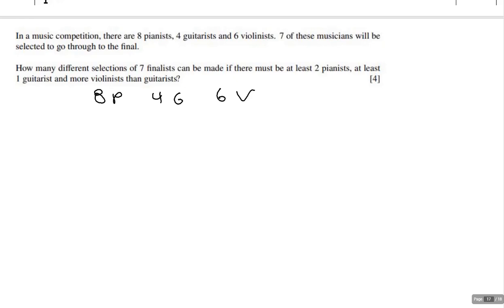Again, selections. I'm now switching gears to combinations. Of 7 finalists can be made. So it's like me selecting 7 people, but there have to be at least two pianists and 1 guitarist and more violinists than guitarists. Oh my gosh. So let's start with this. There has to be at least 2 piano players, right? So let's do this. 2.